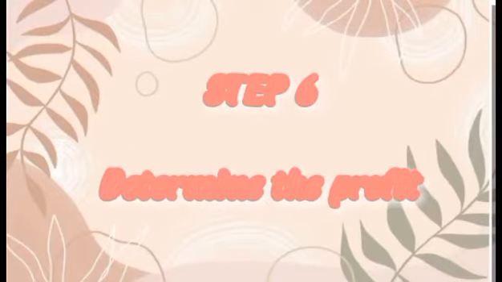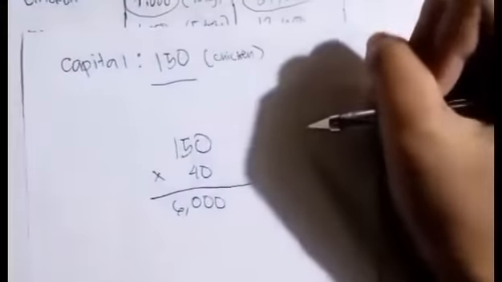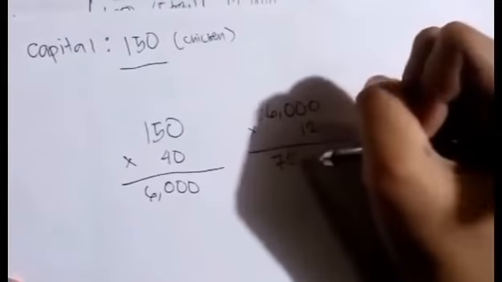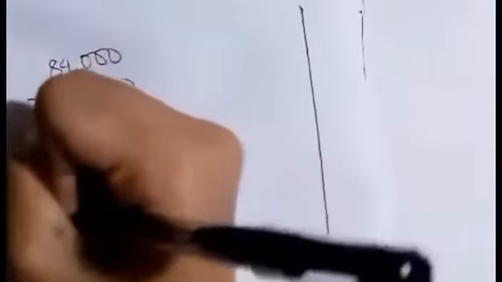Step 6. Determine the profit. For example, the capital of your chicken is 150 pesos. You multiply it by 40 kilograms, so the total is 6,000. Then the 6,000 is multiplied by 12 for a year, so the total will be 72,000 pesos. Bon's yearly expenses are then subtracted from your capital amount so that you will know your profit. As you can see here, your profit will be 12,000 pesos.